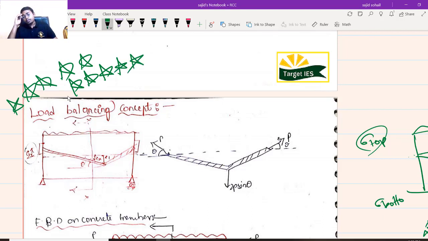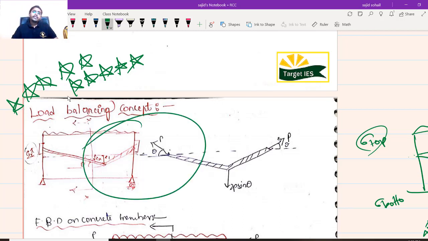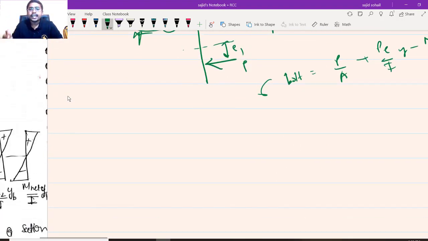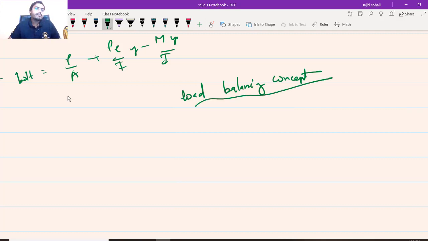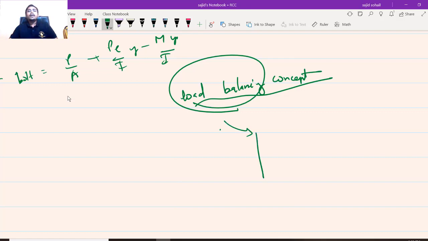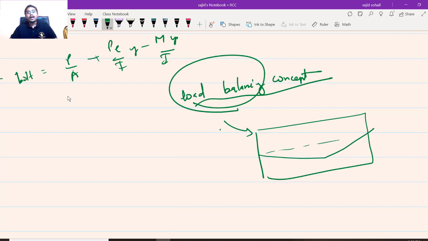This load balancing concept is super important. Before I teach you how to solve load balancing, let us try to understand how we can apply this concept. What I am doing is balancing the entire load by giving my tendons a specific profile. It could be linear, a parabola, a trapezoid, whatever.